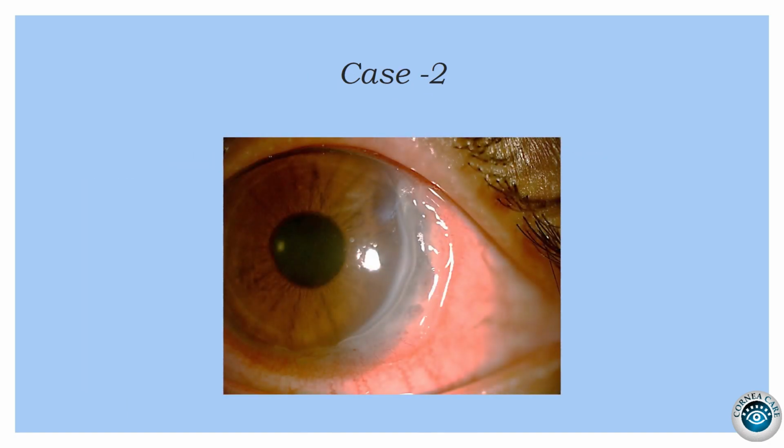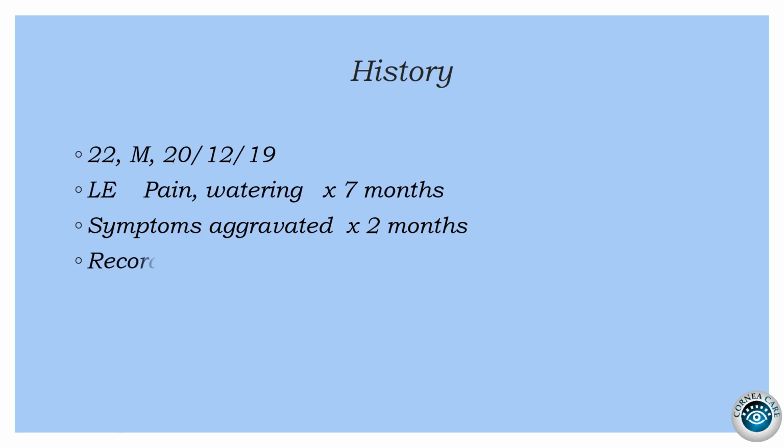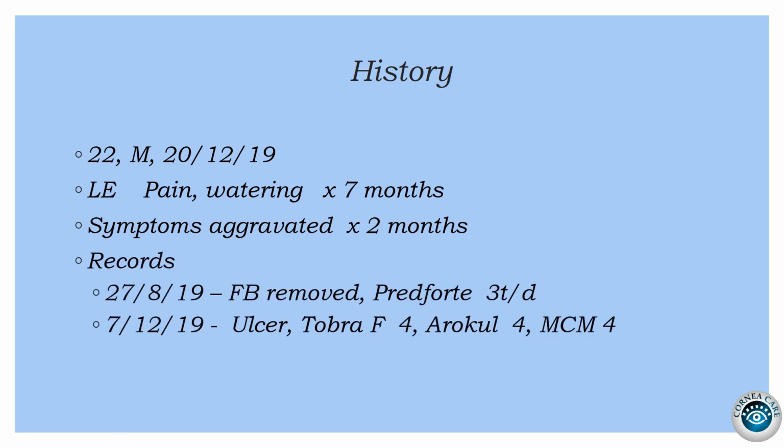Coming to next case, where more than one quadrant was involved. In this young male, history was of 7 months, and previous treatment records revealed that initially Predfort was started, and later on when ulcer happened, he was shifted to FML.